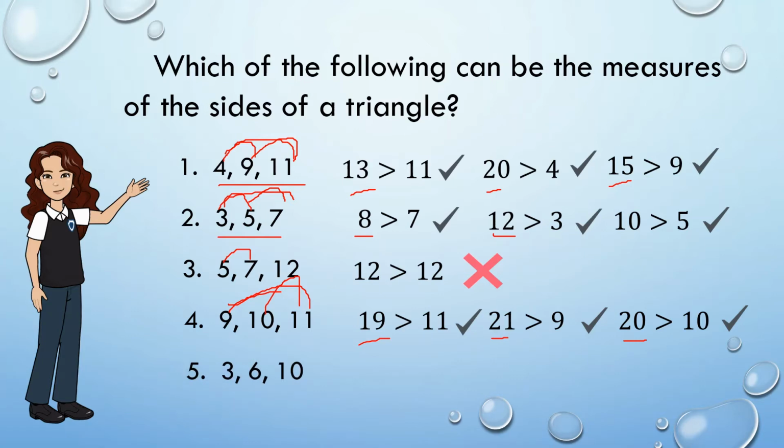And our last example of this is 3, 6, and 10. So we are going to get the sum. 3 plus 6 is 9, greater than 10. Is it true that 9 is greater than 10? No, that is less than. So the 10 should be bigger; the symbol should be open on this side. So, this is wrong, because our rule is the sum of the two sides of a triangle is always greater than the third side. So this is not correct. Number 5 is not the sides of a triangle.